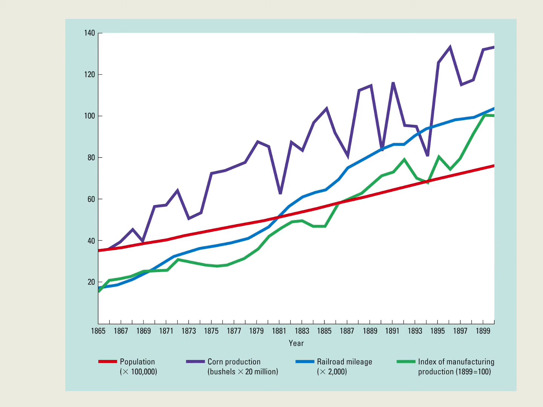The blue line is the number of miles of railroads. You can see a major increase over the period. And finally, the green line at the bottom is an index for manufacturing production. Again, even though it goes down a few years, the general trend is a great increase in industrial production.